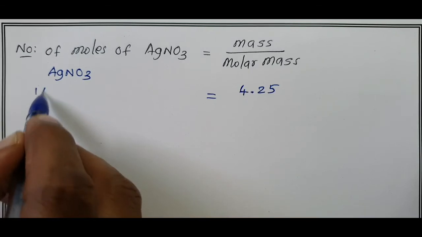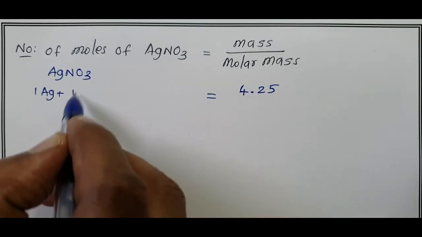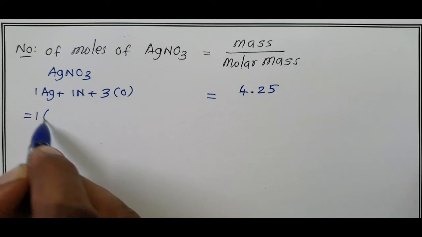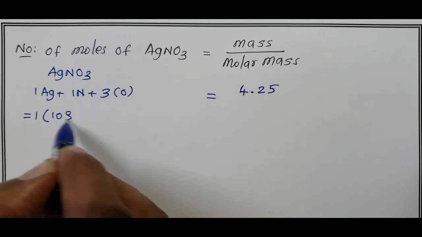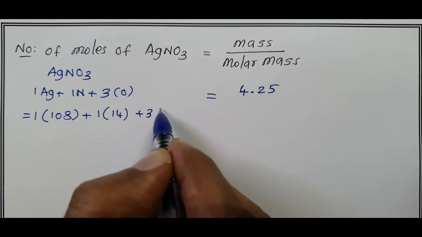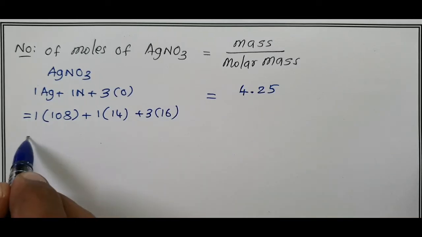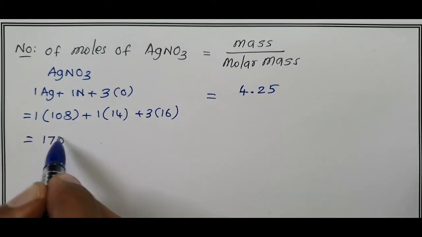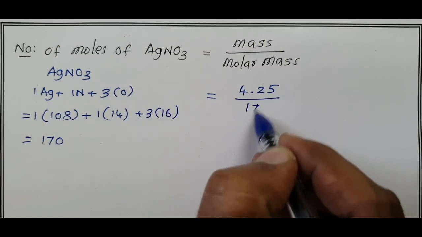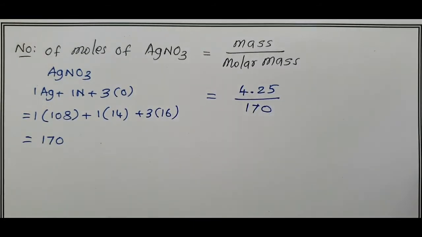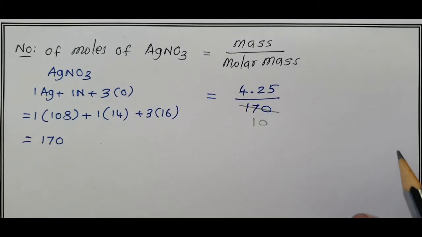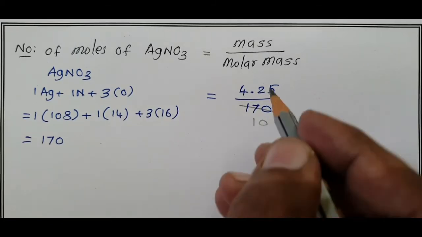It contains 1 silver and 1 nitrogen. How many oxygen? 3 oxygen, that is equal to 1 into 108, atomic mass of silver, plus 1 into 14, nitrogen atomic mass, plus 3 into 16, oxygen atomic mass, will give the answer 170. 3 into 16 are 48. 170 divided by 170. Now we cancel this 1.